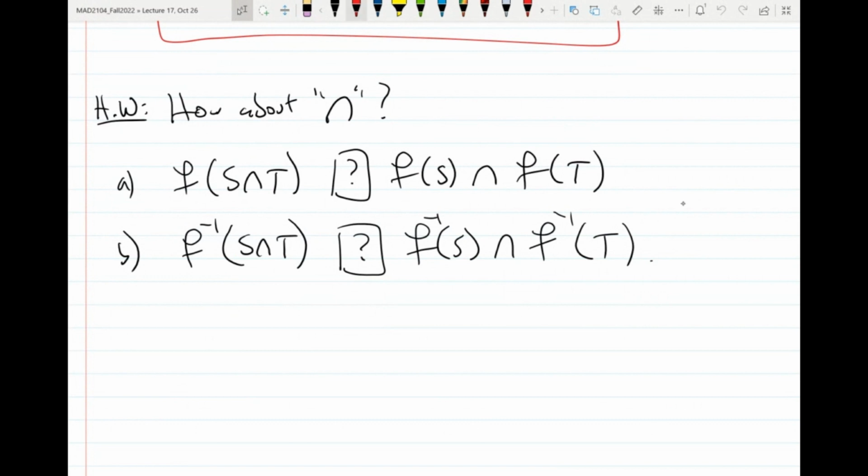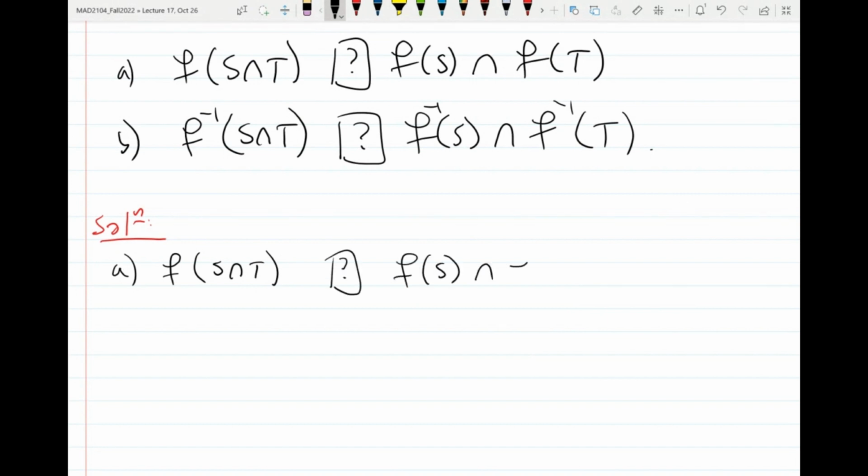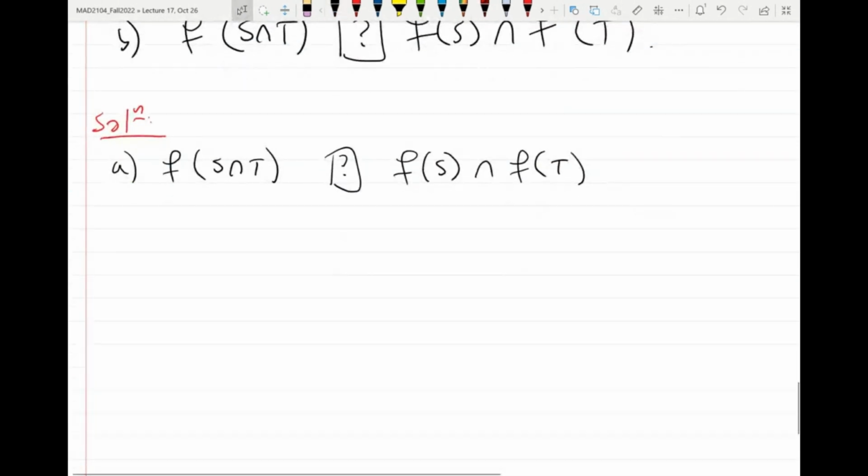All right, so let's take a look at this. Solution, part A. We want to figure out the relationship between the image of the intersection and the intersection of the images. Let's give it the benefit of the doubt and see if we can prove whether they are equal or not. If we get stuck at some point, then most likely they will not be equal, but we will see.